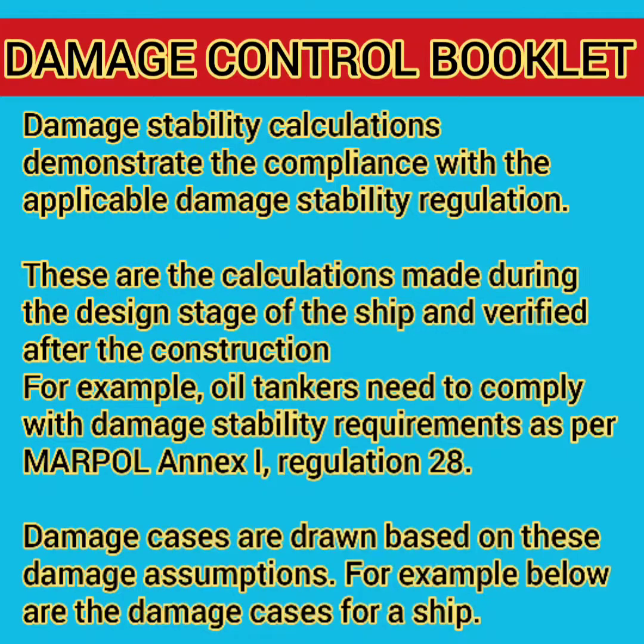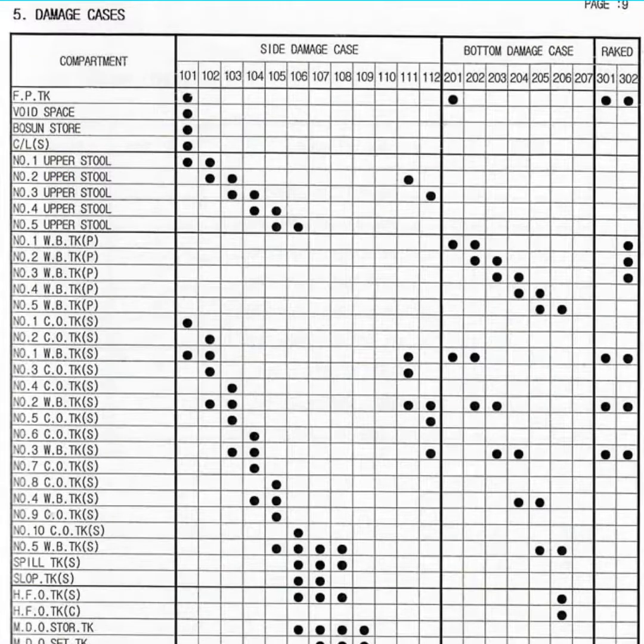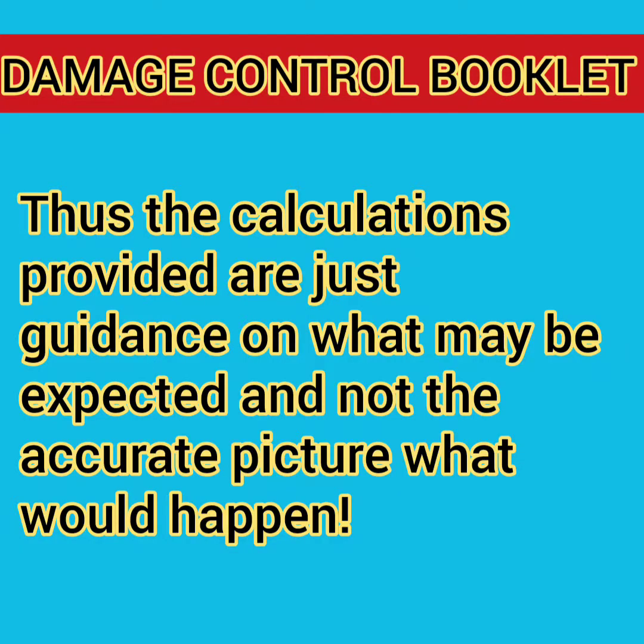Then various damage cases are drawn based on these damage assumptions. As you can see in this diagram, there are some damage cases for a particular ship. These damages are then assumed for all loaded conditions mentioned in the ship's trim and stability booklet. Now, as sailors, we know that no matter how many different kinds of damages can take place, your initial loading condition or the condition at the time of damage will never be the same. Thus, the information provided in the booklet regarding the damage cases is just guidance which gives you a fair amount of idea how the ship may react, but it is not accurate information for all the conditions.